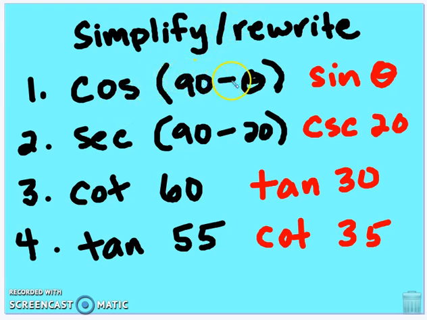All right, so cosine of 90 minus theta is equal to sine theta. Secant of 90 minus 20 is equal to cosecant of theta. In this case, this is the theta, 90 minus 20. So cosecant of 20. Cotangent 60 degrees is equal to tangent of 30 degrees. Tangent 55 degrees is equal to cotangent of 90 minus 55, or cotangent of 35 degrees.